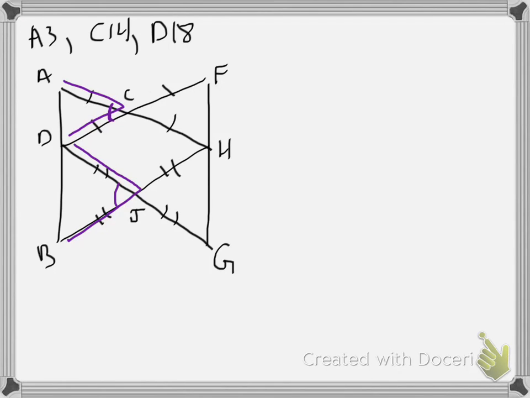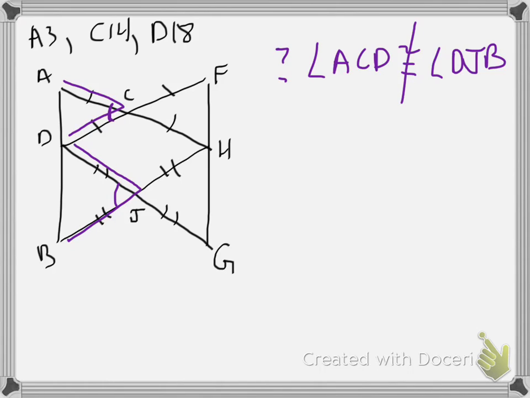I actually think they're not the same. So I'm going to say question mark. I don't know. Angle ACD, is it congruent to angle DJB? My hunch is that they're probably not congruent, but I don't have any way to show that they're the same, so I'm going to stop it there. So I had a couple more statements to check.